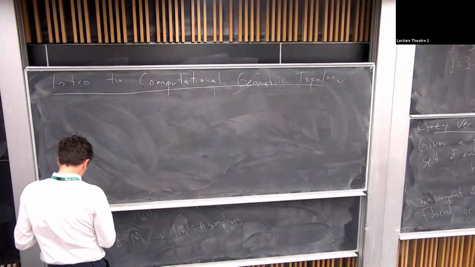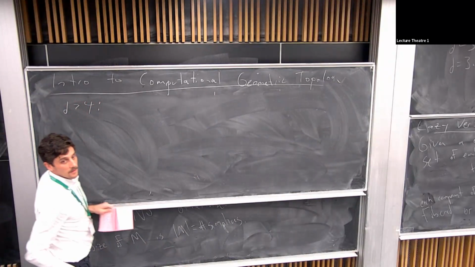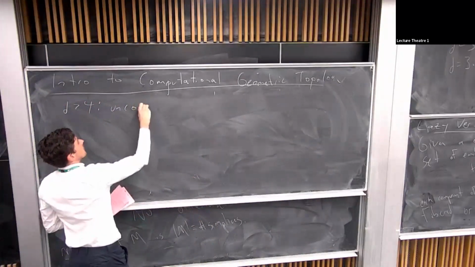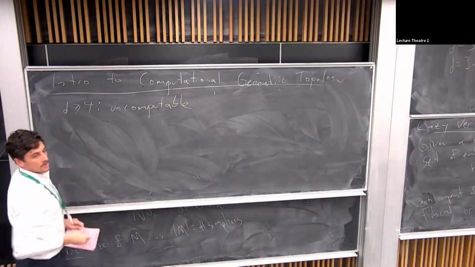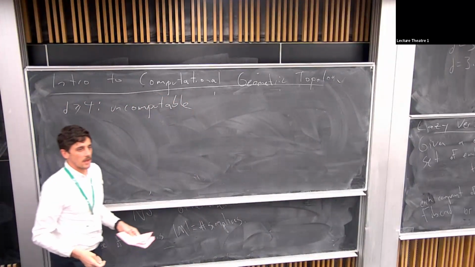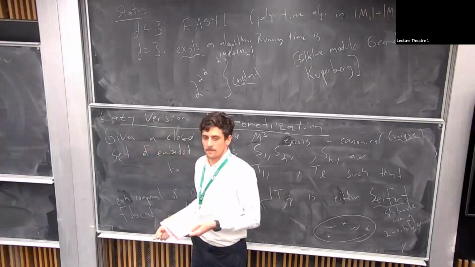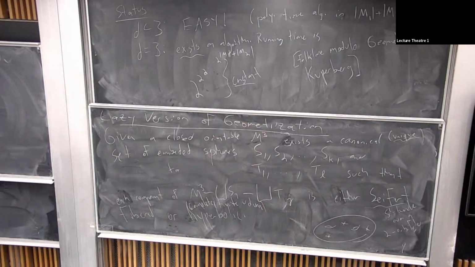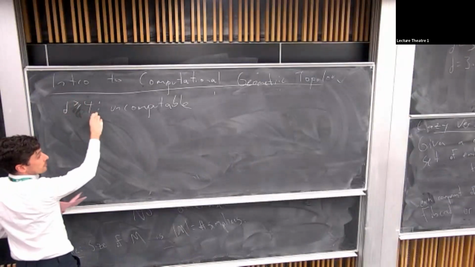So what about d greater than 4? Anyone know the answer? It's undecidable. Yeah, uncomputable. So given two 4-manifolds, deciding if they're homeomorphic is not possible to do algorithmically. What about d greater than? You mean d equals 4 or d greater than? I mean d greater than or equal to 4. For any fixed d greater than or equal to 4, it's uncomputable.